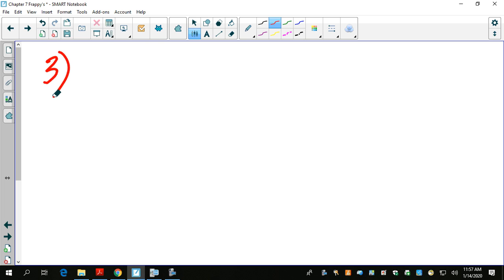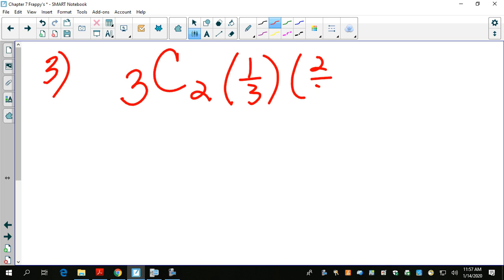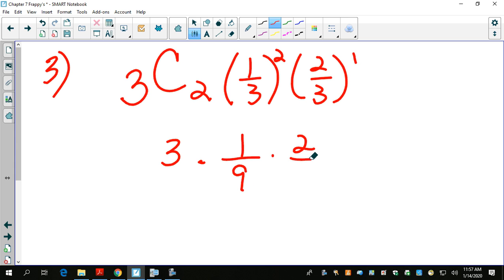Let me do number 3 with you. The probability of winning a game is 1/3. The probability of losing a game is 2/3. If the game is played 3 times, what is the probability of winning exactly twice? Okay, so 3 is the number of trials, and you want 2 wins. The probability of winning is 1/3, and the probability of losing is 2/3. So 2 wins, 1 loss out of 3 trials. So 3C2 is the same as 3C1, and 3C1 is 3. See how I did that? And 1 over 9 times 2/3, well, that's going to give me 6 out of 27.